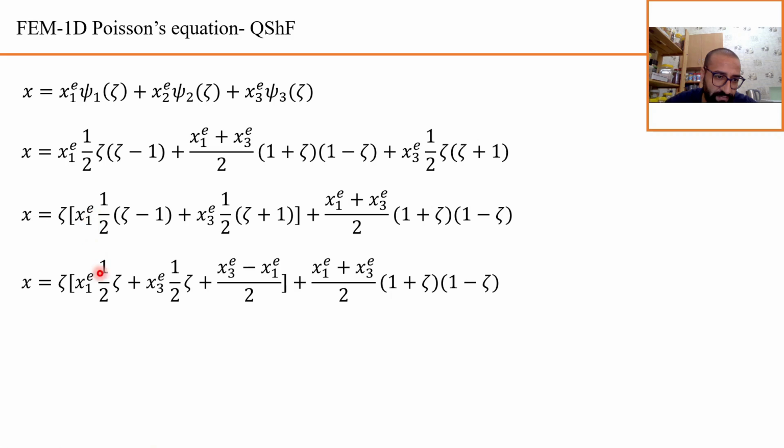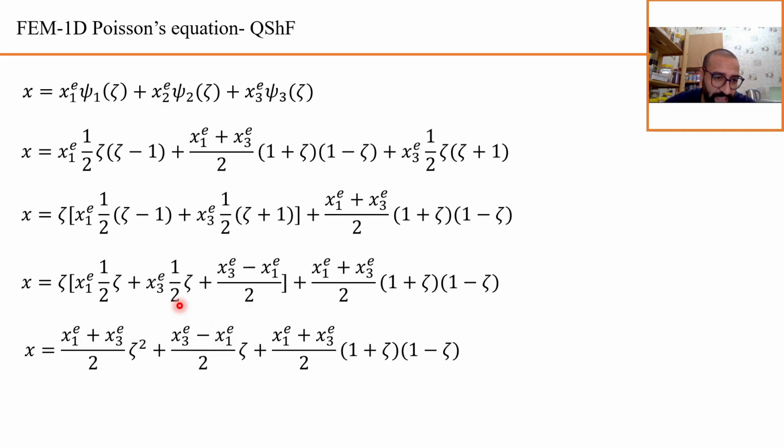what I have is x1 times 1/2 zeta minus x1 here, and I have x3 times 1/2 zeta, another x3 here. Therefore, I have (x3 minus x1) divided by 2. That comes from this multiplication and this multiplication. Okay, let's move further, and here, what do we have?